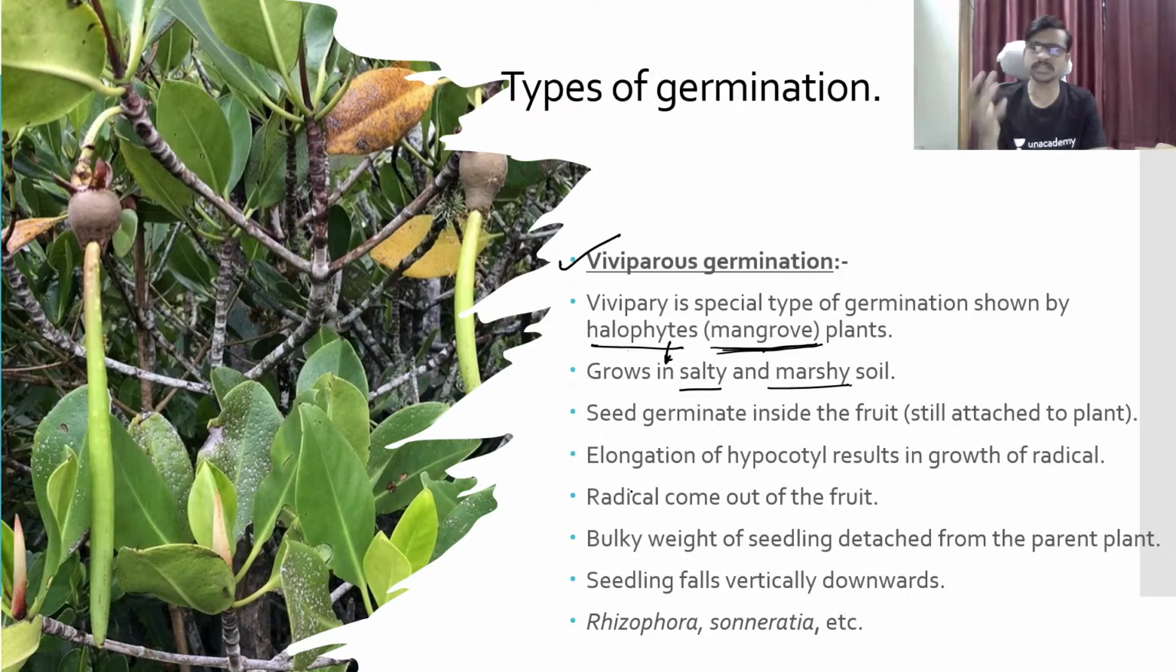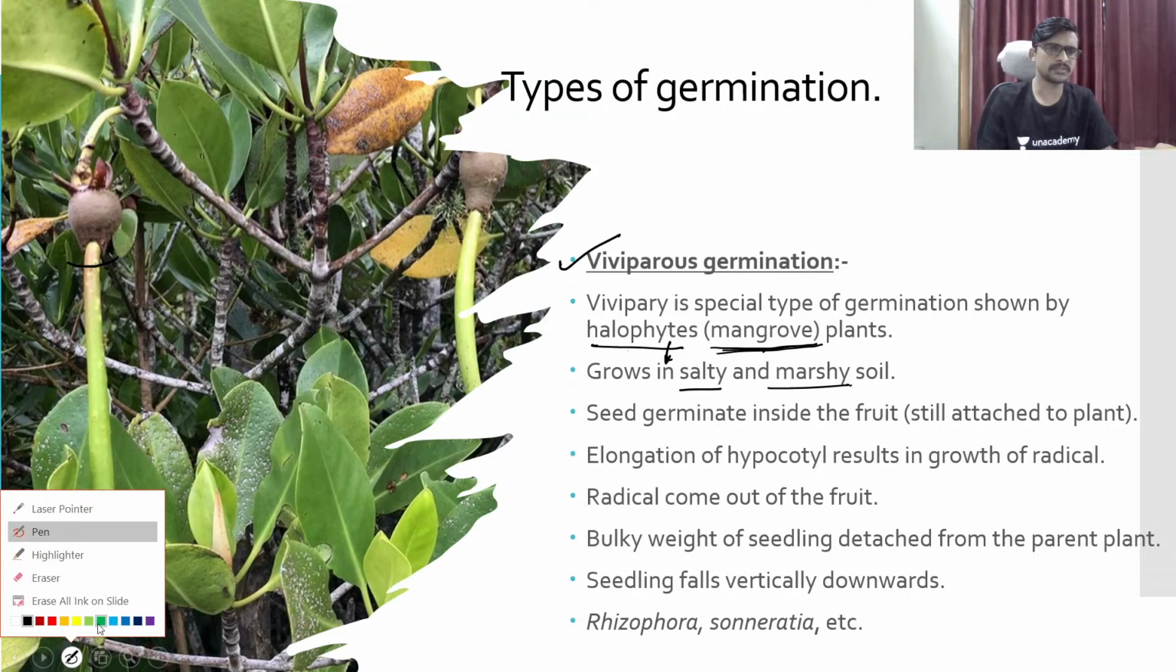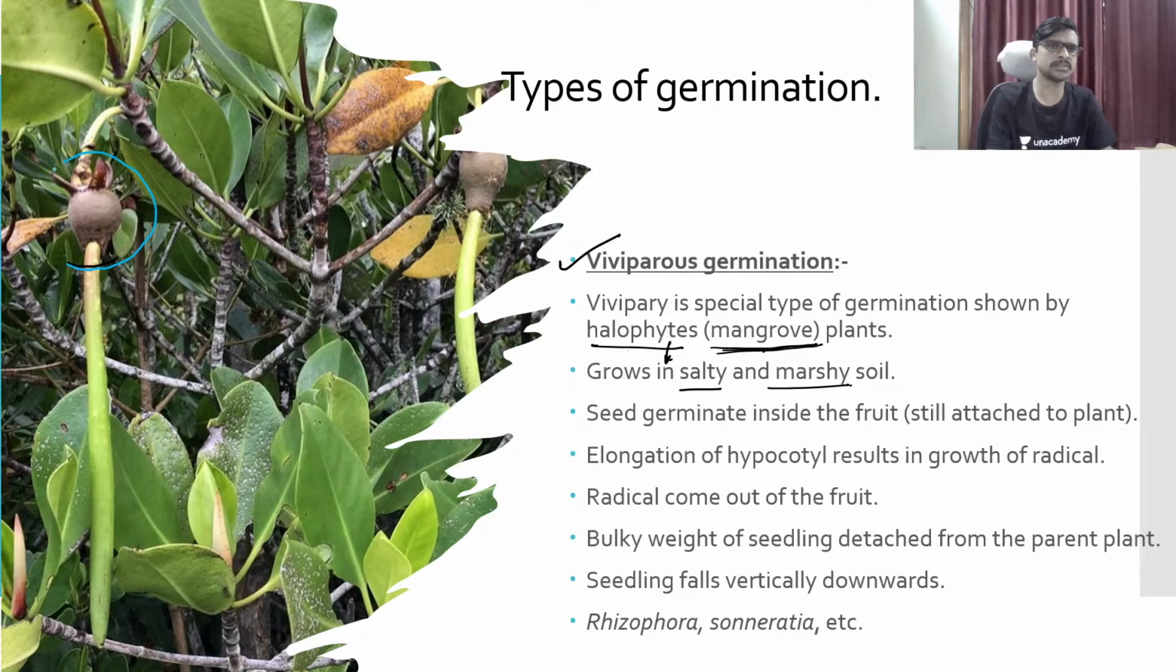लिमिटेड प्लांट आहेत, त्यांचे एक्झाम्पल मी देतोय खाली. Seed germinate inside of the fruit. हे बघा प्लांट मध्ये हा फ्रूट वरच आहे. तुम्ही जर डायग्राम मध्ये पाहिलं तर फ्रूट आणखी प्लांटलाच लटकलेलं आहे. Okay, seed germinate inside the fruit still attached to the plant. Okay, so fruit is attached to the plant and seed starts germinating there also. Okay, so elongation of hypocotyl results into the growth of a radicle. Hypocotyl grow व्हायला सुरुवात होतो आणि radicle ची growth होते. Radicle comes out of the fruit.